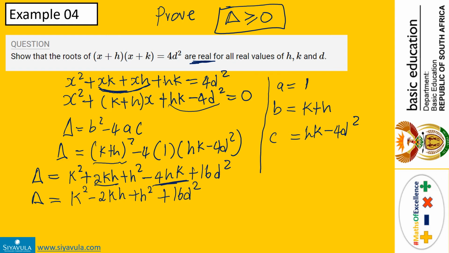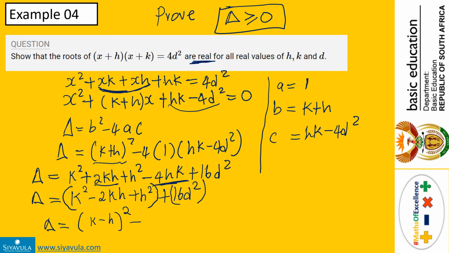So what you can do in order to simplify this is, just take a look at this one. Those two can be factorized, right? Even this side, 16d squared, can also be factorized. So delta will be equal to, how can we factorize this? It's the same as saying maybe (k minus h) squared. If you expand it, it will still give you k squared minus 2kh plus h squared, right? So we factorize that one.